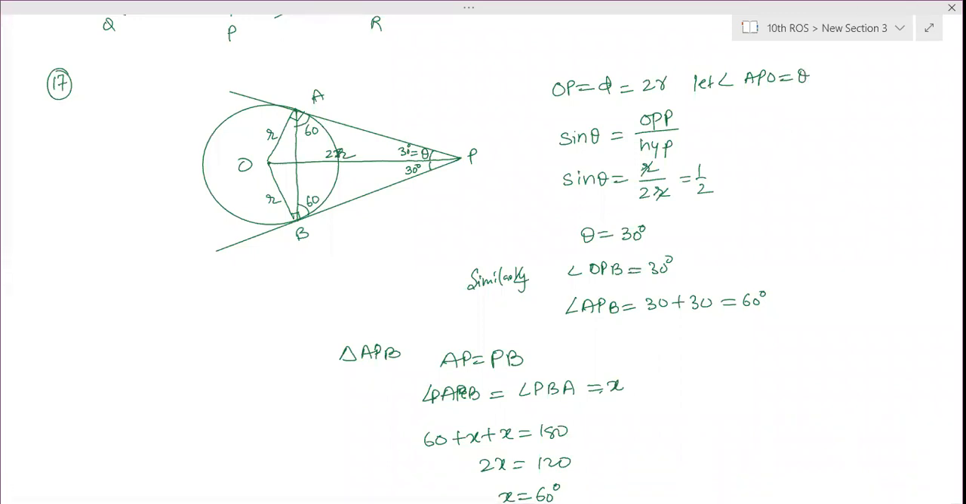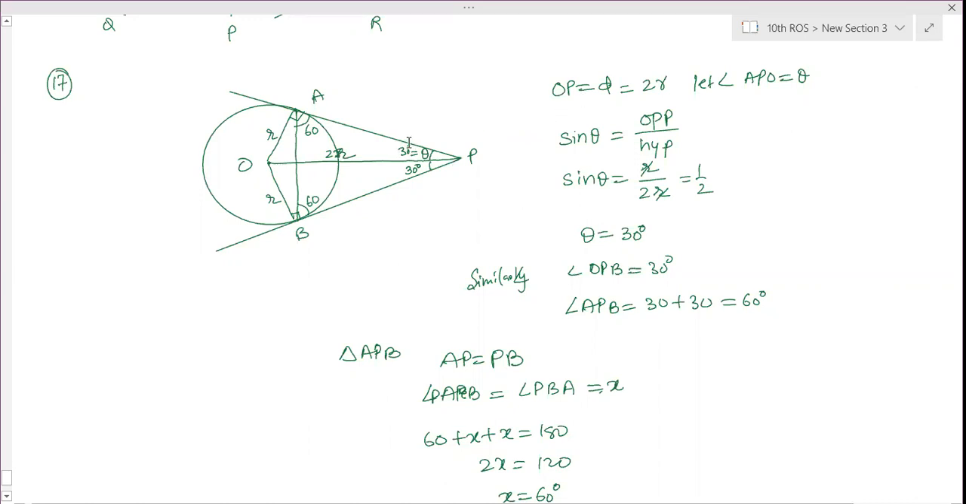So in that, this angle is 120. This full angle is 120. OP divides it into equal parts, so therefore this is 60. You have to write that triangle AOP and triangle BOP are congruent by SSS. No need to show it in detail, directly you can write triangle OAP and triangle OBP are congruent by SSS congruency. Therefore angle APO is equal to angle BPO, that is equal to half of 120, 60 degrees.